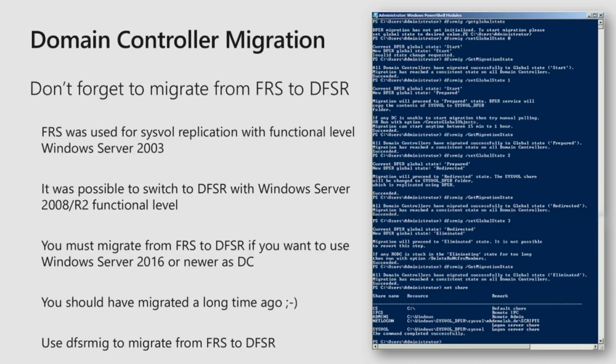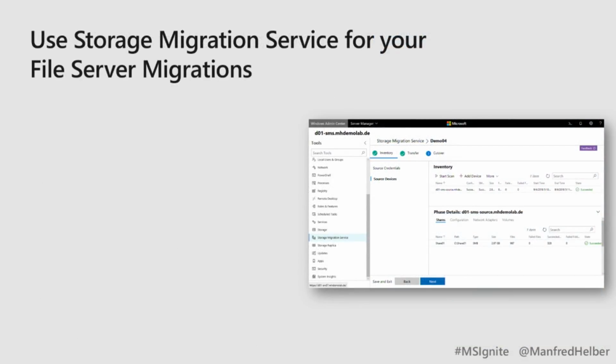These are 4 steps, and you execute this on one of your domain controllers, and then you have migrated from the File Replication Service to the Distributed File System Replication. So if you have several customers, check this, be sure that you did this already. I mentioned the file replication.